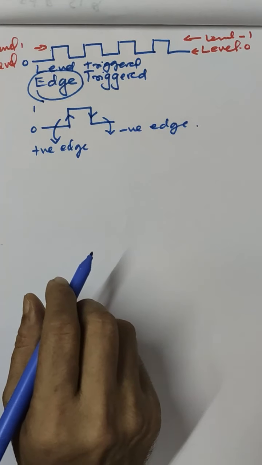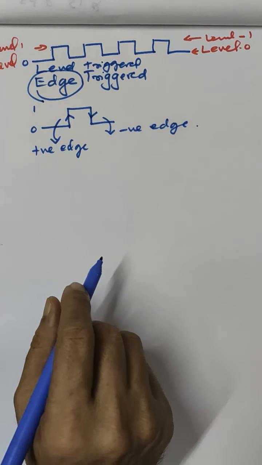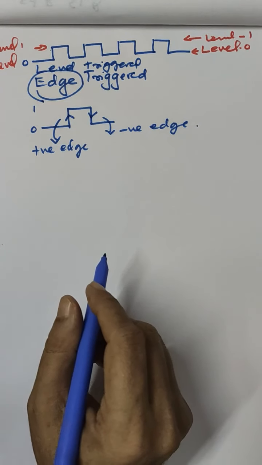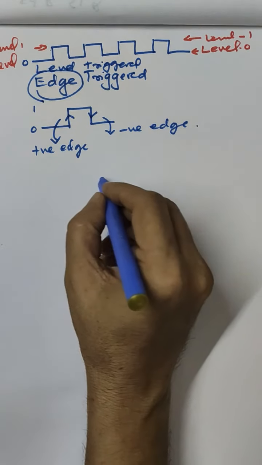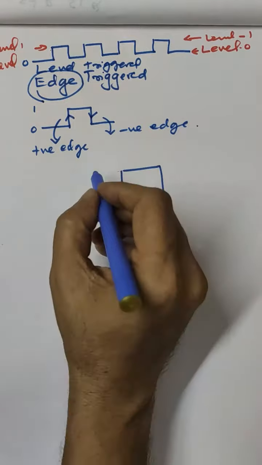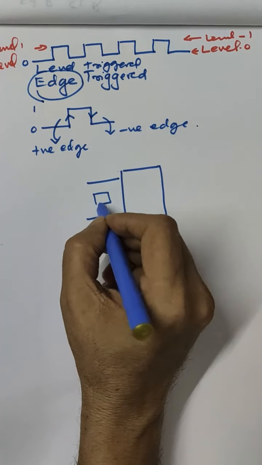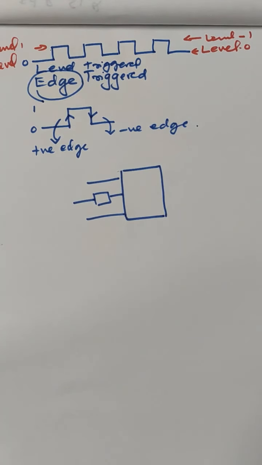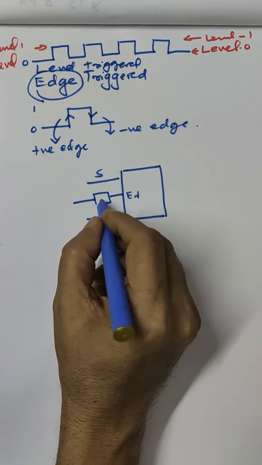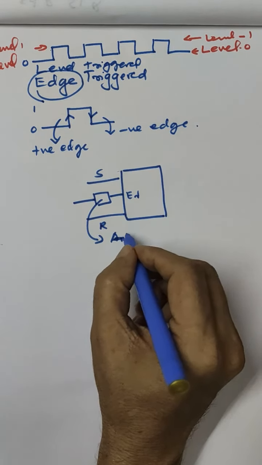So an additional circuit is used. We are not going into the actual details of the circuit, but we can represent it as a block and write it as an edge detection circuit. So we can take a normal RS flip-flop, a clocked RS flip-flop, and the enable signal is connected, this is the actual enable, with the help of an edge detection circuit.